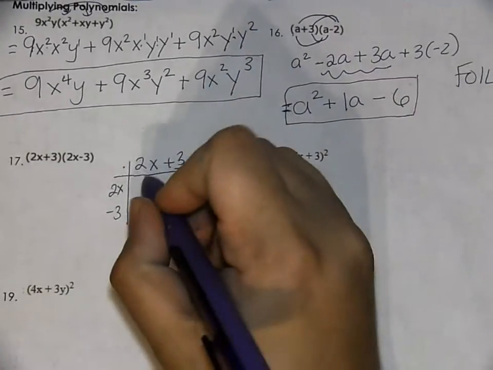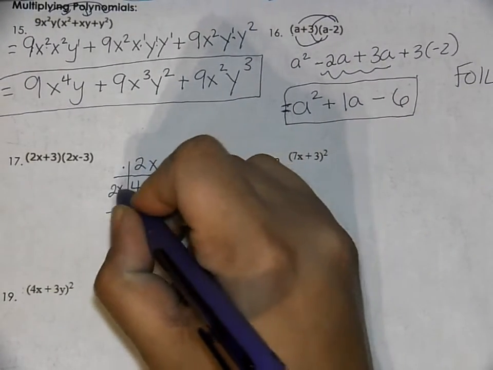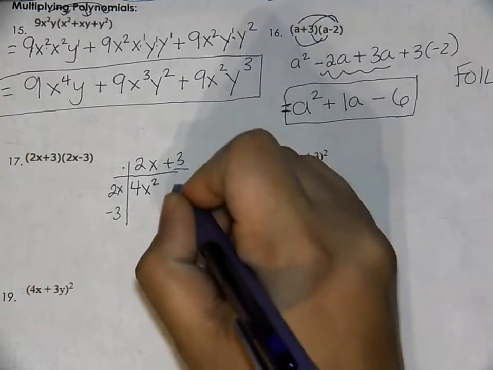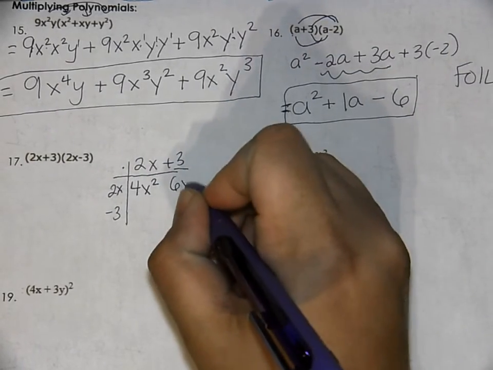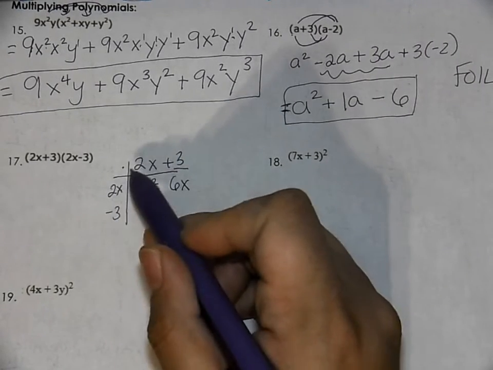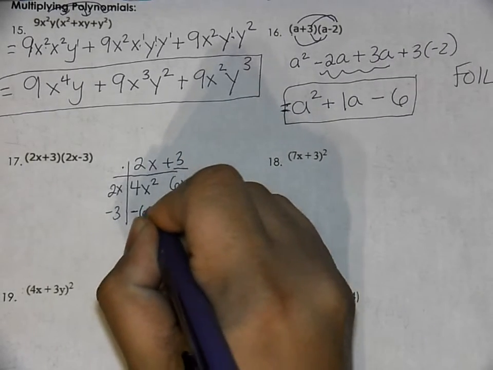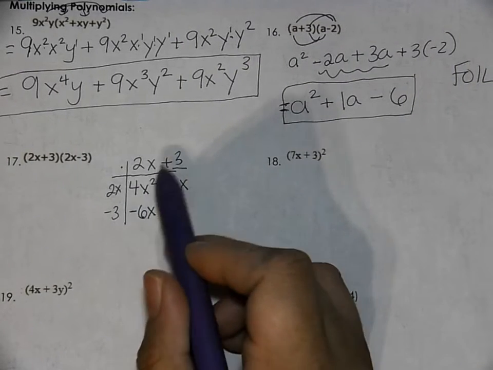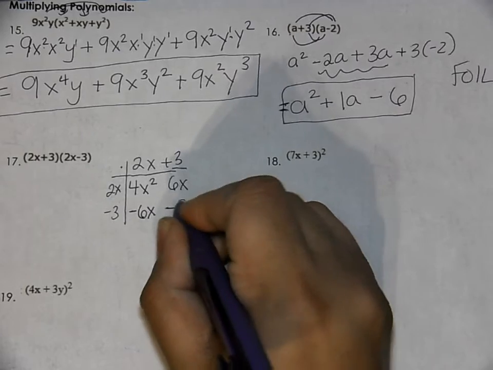So we're going to multiply now. 2 times 2 would be 4. X times x would be x squared. 2 times 3 is 6. And then just an x next to it because there's no other variable. Negative 3 times 2 is a negative 6. And then again, just an x next to it because there's no other variables. And negative 3 times 3 is a negative 9.